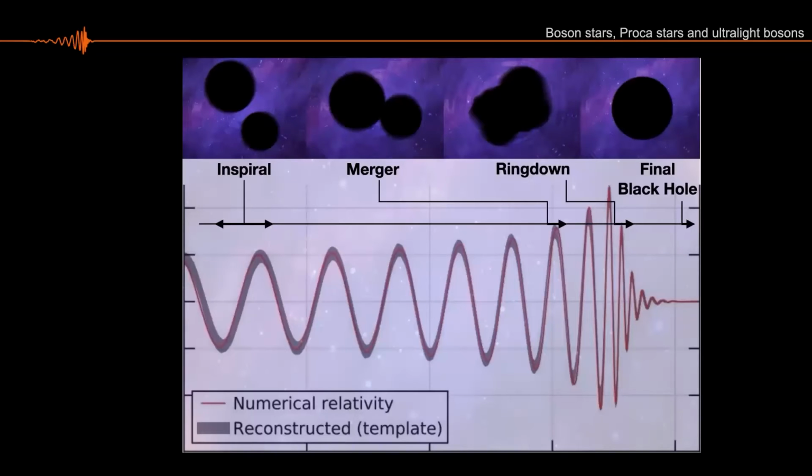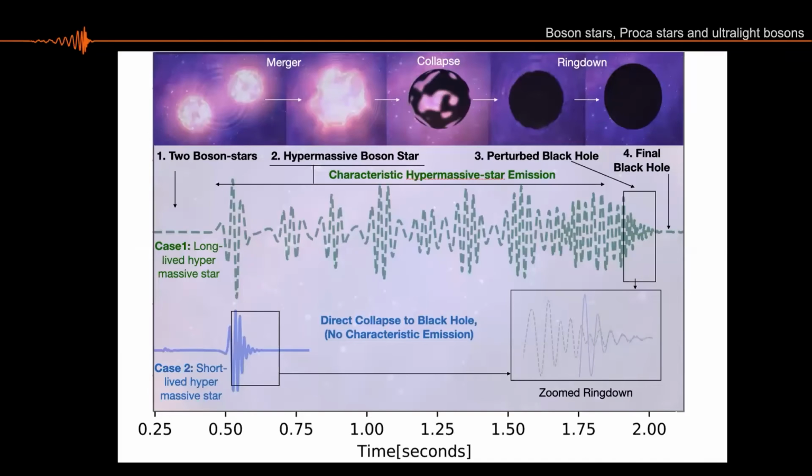So just to remind you what the things we look for look like, this is the typical signal from a black hole merger. You have the spiral, the merger, and the ringdown, and at the end, the final black hole. But for the case of a boson star collision, the thing changes a bit. It looks more like a neutron star collision. So you start with the two stars.